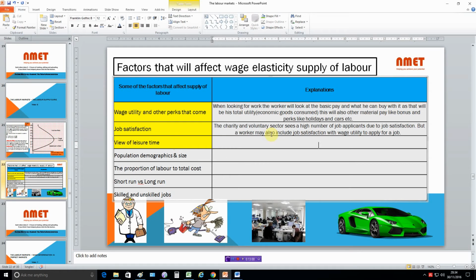Sometimes it's the view of leisure time, which I've said in terms of holiday and cars, which can then move the supply curve to the right or to the left. So the leisure time available with working time will shift the supply curve to the right or left.